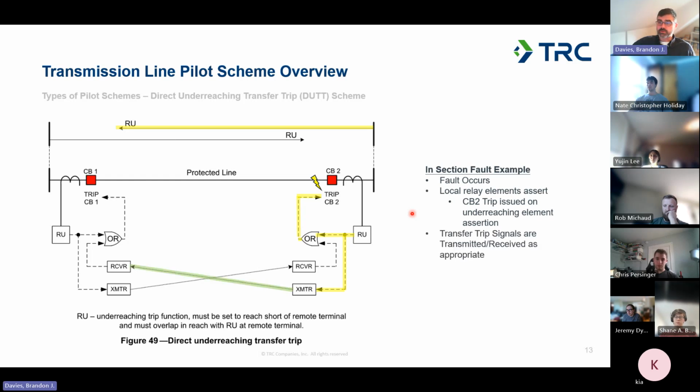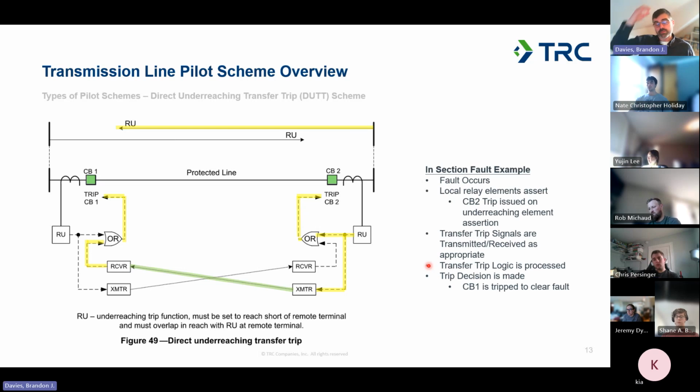The transfer trip signals are transmitted and received as appropriate. In this case, we are sending a signal from the relay at circuit breaker 2 to the receiver at circuit breaker 1. When that's received, it directly trips the circuit breaker at circuit breaker 1, and the trip decision is made, and both circuit breakers have operated to clear the fault.